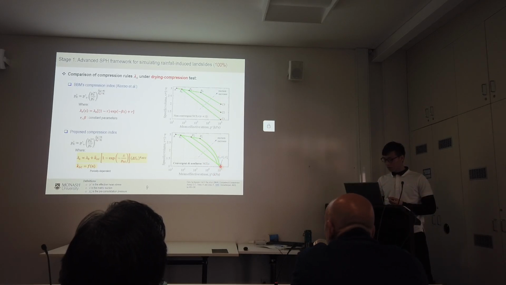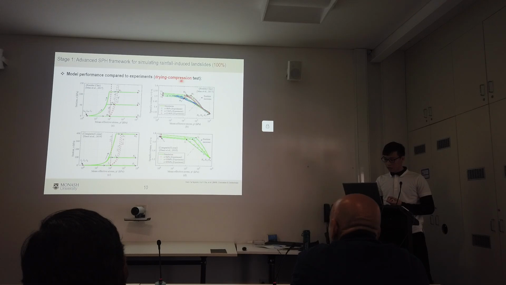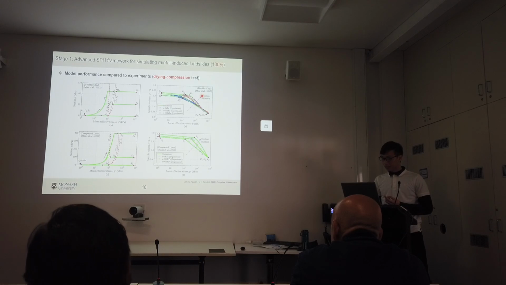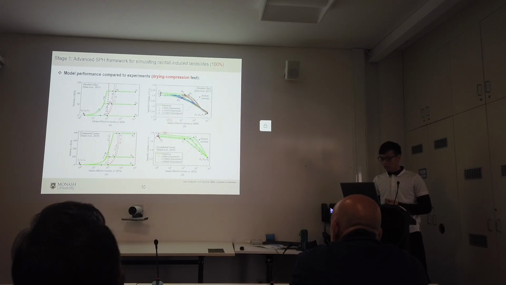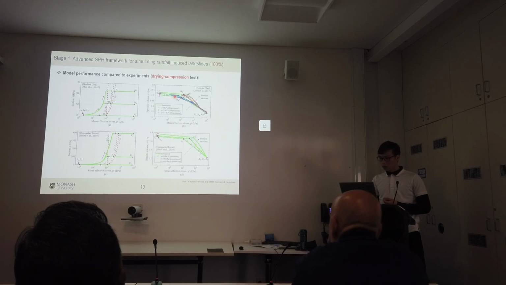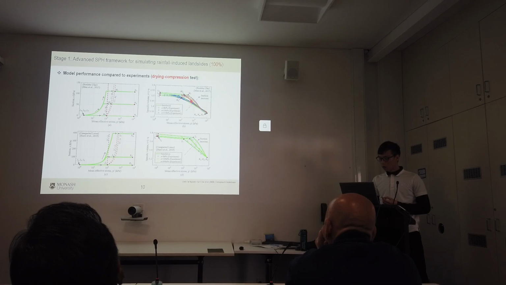Here is the model performance on drying compression tests, demonstrated using two different experimental data sets. One is for Boulder clay and the other for compacted soils. In the graph, the green line represents the model prediction, while the circle, diamond, and triangle markers represent experimental data. As you can see, our proposed model can accurately capture the nonlinear compression line and also the air-entry behavior observed from experiments.